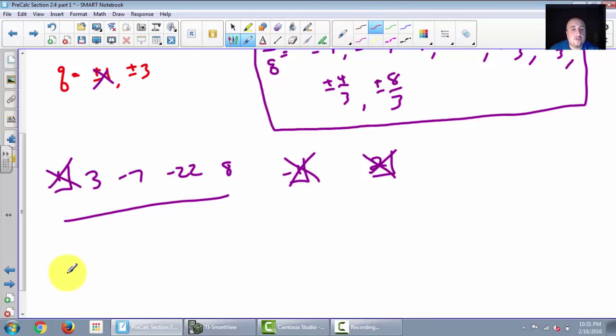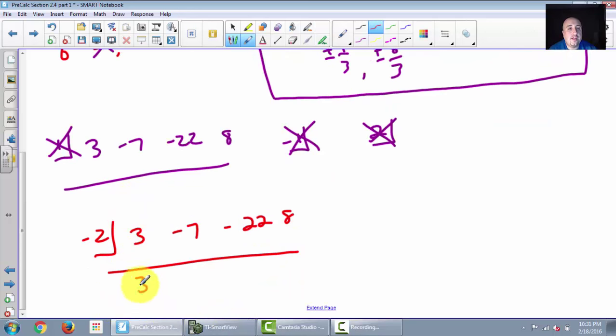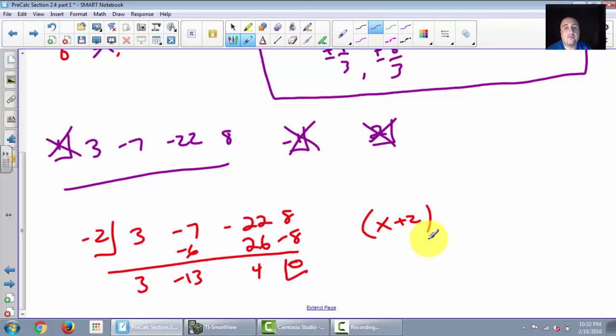Let me use a different color here. So we're going to try -2. We're going to see if this one works. 3, -7, -22, 8. All right, so let's see. Bring down the 3, multiply, I get -6. I get -13. I get 26, multiply 26, add, I get 4, multiply, I get -8, add, I get 0. So what have I done? I know that -2 works. So x plus 2 is one of my factors.